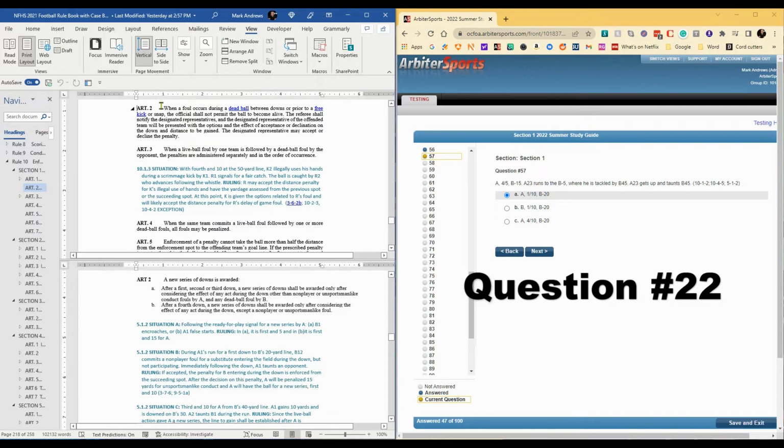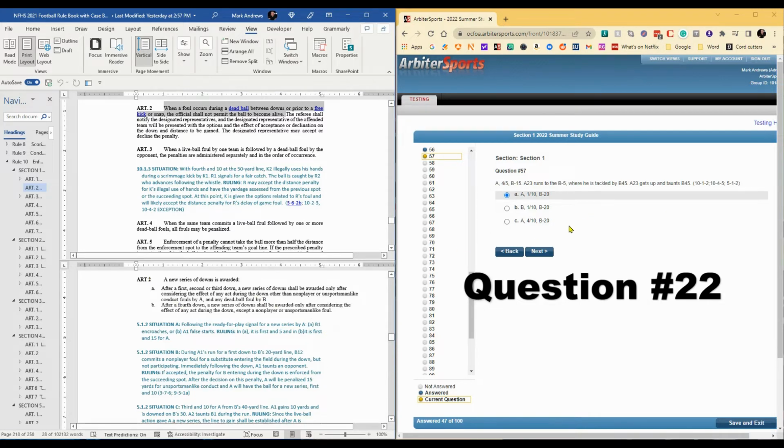5-1-2 says when a foul occurs during a dead ball between downs or prior to a free kick or snap, the official shall not permit the ball to become alive. And basically what this is saying is that a foul that occurs during a dead ball period can be accepted or declined by the designated representative. And this is a dead ball foul. I mean, after 23 is tackled, the ball is dead. The play is over. They got a first down.